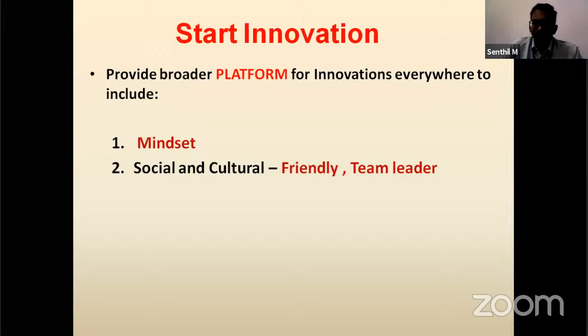So coming into social and cultural, as a faculty, don't have an HOD or head of the department attitude, where we only delegate work and forget about how it is executed. We should move from that attitude towards being friendly and a team leader, where we go with the student, hold their hand, walk with them and help them come out with a lot of innovative ideas.